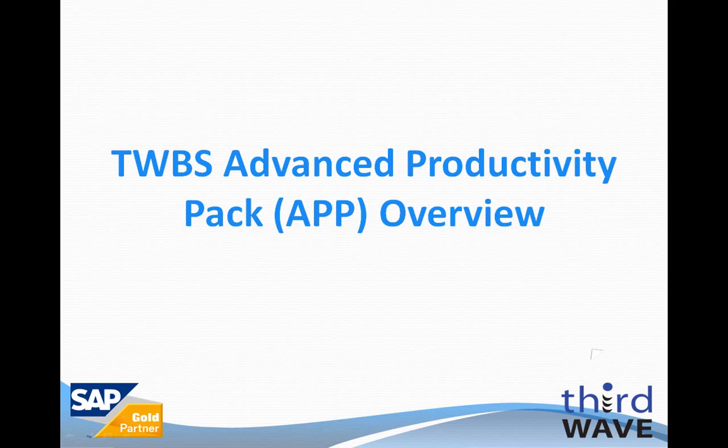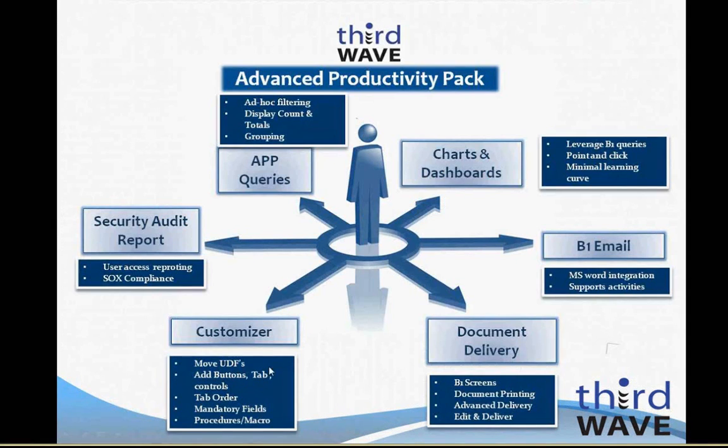I'm a technical manager at Third Wave, and I'll be providing you with some insight today into the variety of robust features in the Advanced Productivity Pack application that can benefit your organization by providing functionality not normally available in your SAP Business One environment. The Advanced Productivity Pack application allows you to distribute bulk documents and reports by faxing, emailing, printing, or a combination of these options during a single delivery process.